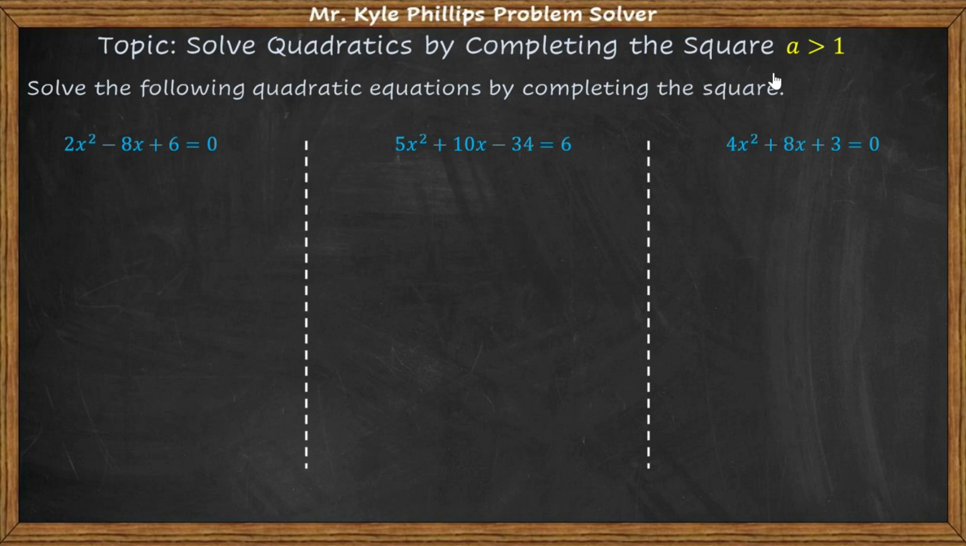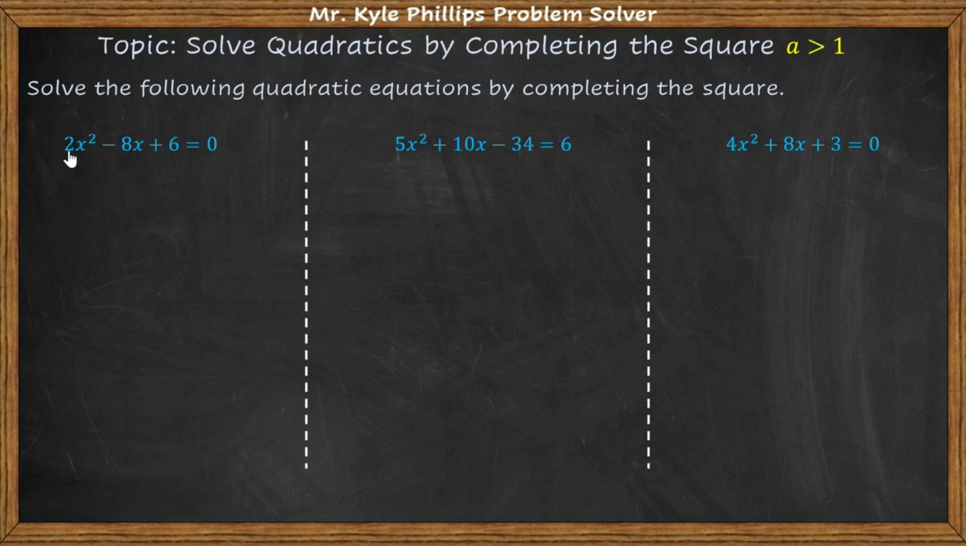Hey everybody, so in this video we're talking about solving quadratics by completing the square, and with these examples a is going to be greater than 1. So in a prior video I did multiple examples but a was equal to 1. So remember, the idea here is to create a perfect square trinomial. Now that can only happen when a is equal to 1, and in these examples a is not 1. So what do we do? Well, we're only adding one step, and the idea is let's make a equal to 1.